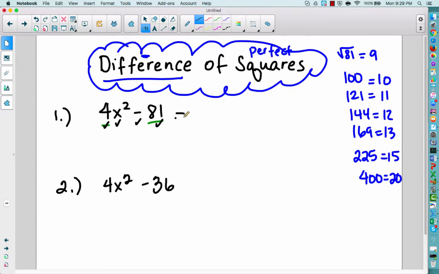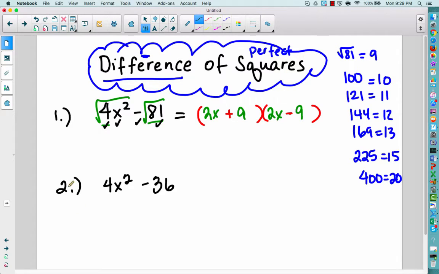So it is the difference of squares. So my factor pattern is I'm going to have one binomial with plus, one binomial with minus, and it's whatever the square root of the terms are. So the square root of 4x squared is 2x, so 2x and 2x. And the square root of 81 is 9, so 9 and 9. So again, there's that factor pattern, the difference of squares, that's going to keep coming up.